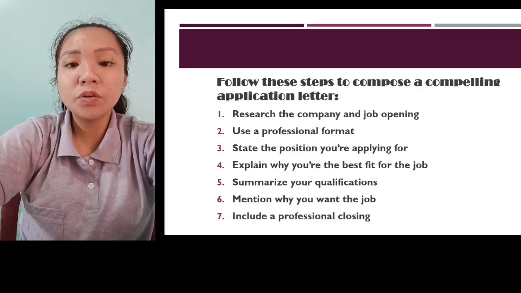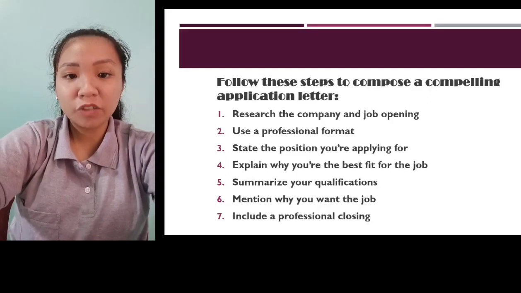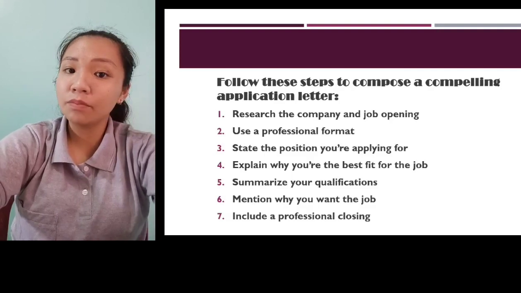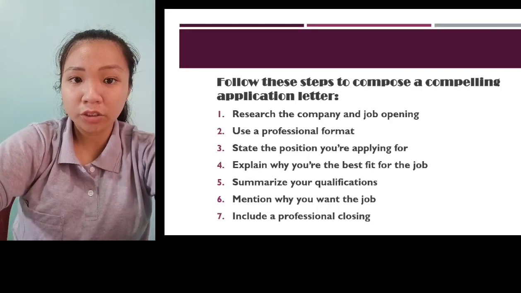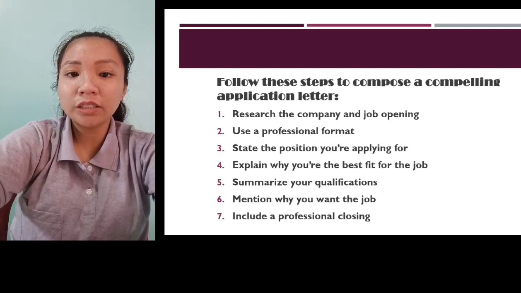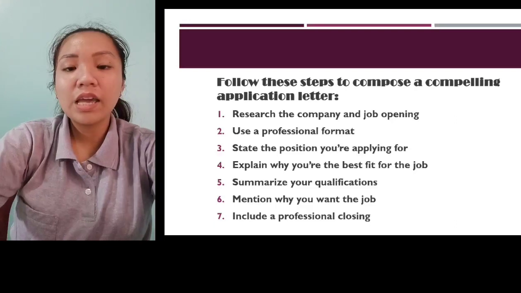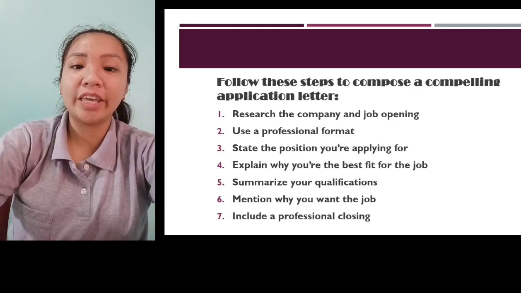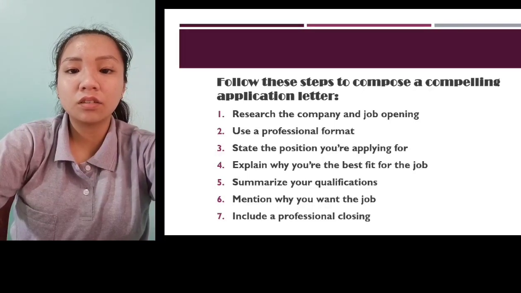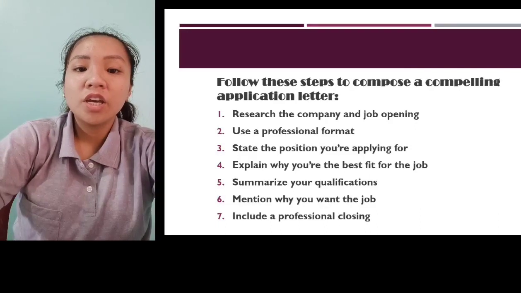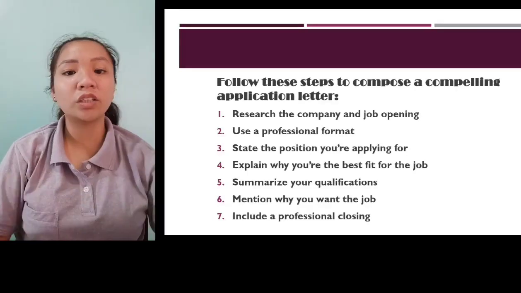Second is use a professional format. This letter should follow a professional format and include your name, your contact information, the date, and the company's information. Begin with a professional salutation such as Dear X, and address the hiring manager by name whenever possible. If true research doesn't yield the hiring manager's name, you may use Dear Department Hiring Manager to address your recipient.